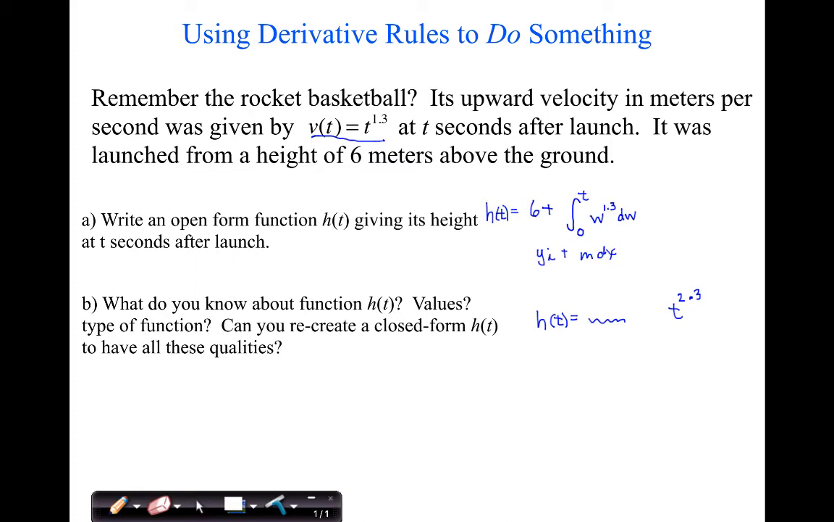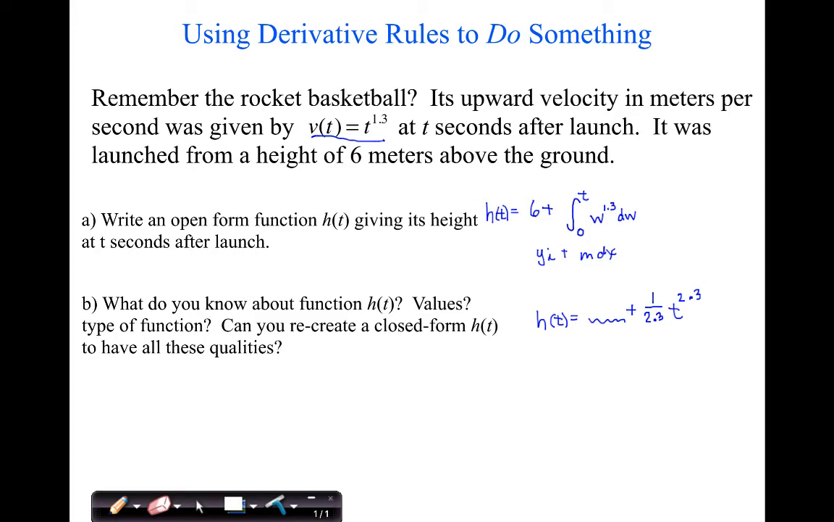Now, a couple other details. If I don't put a coefficient on this t, if I were to take the derivative of this, as it is right now, I just get 2.3 times t to the 1.3. So to counteract that coefficient, there. Now, if I take the derivative of this, I get precisely 1 t to the 1.3 power. Now, I left a blank here because, well, if I just use h of t equals this at t equals 0, this would have a value of 0. I want it to have a value of 6.